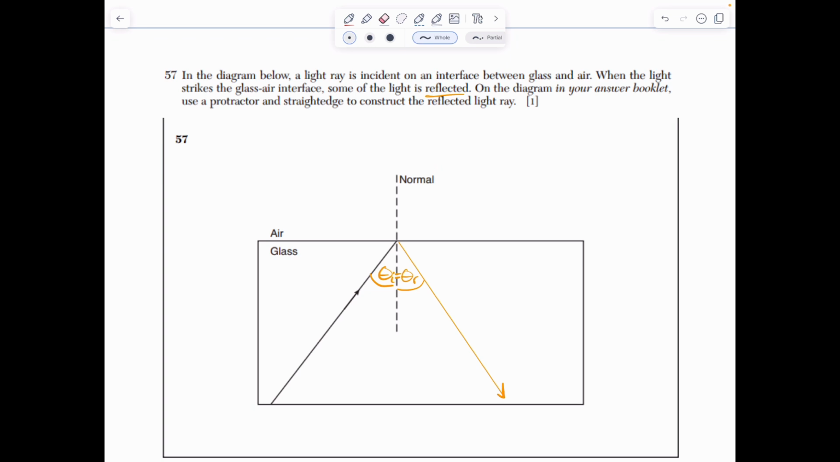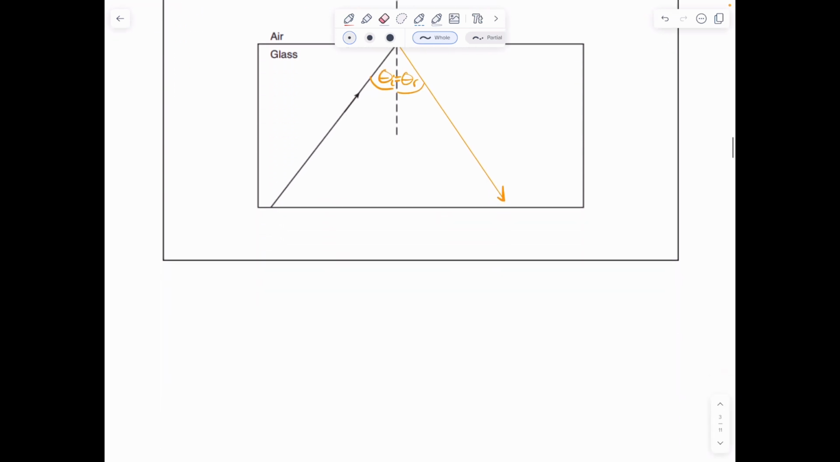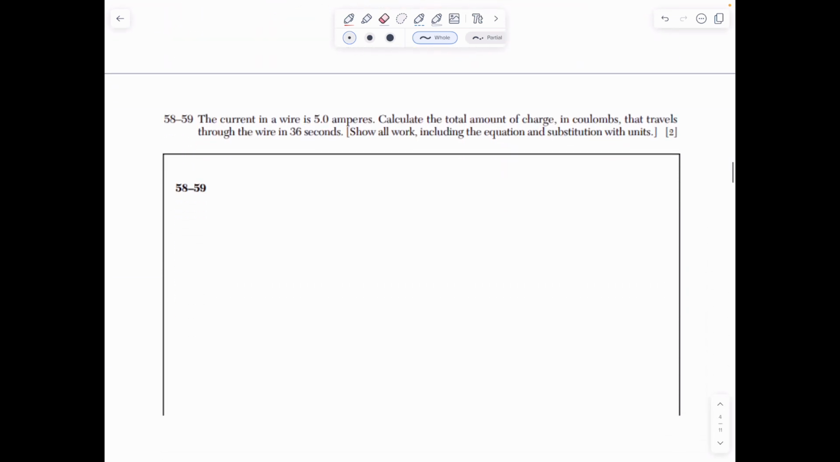But making sure you read this is a lot less work than Snell's law, and you get to just do it quick, move on to the next question. So let's go. All right, we're on 5859.